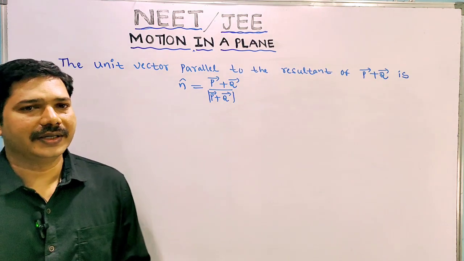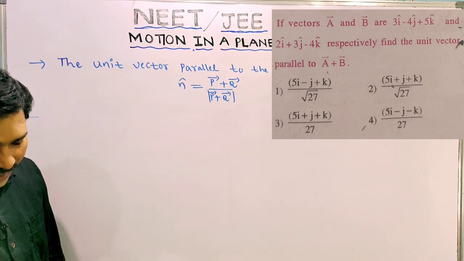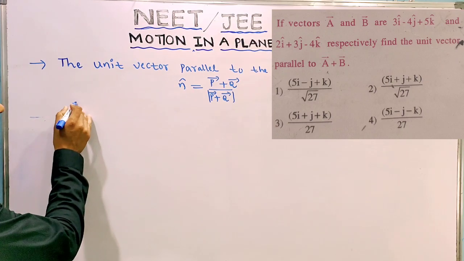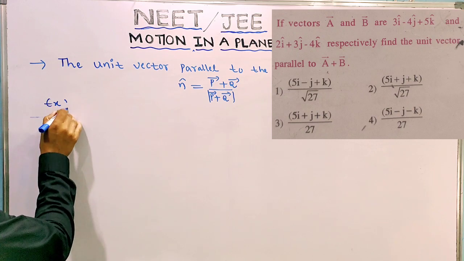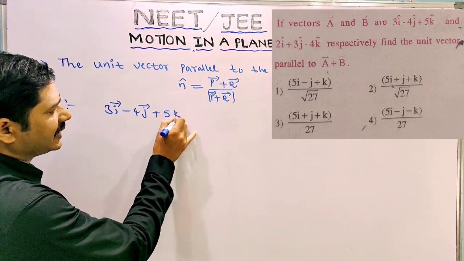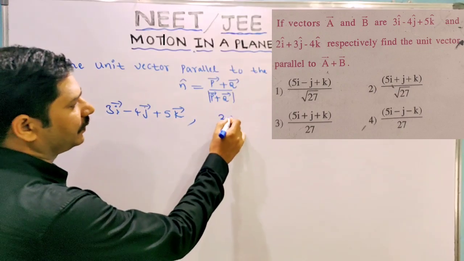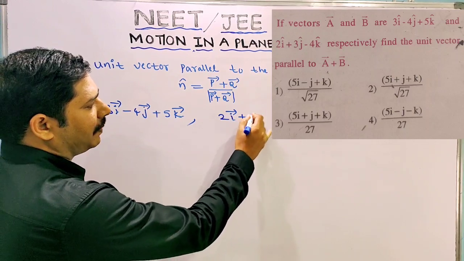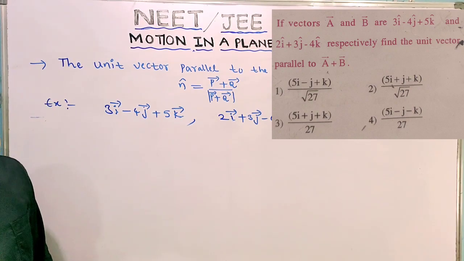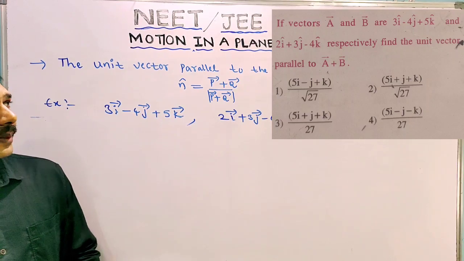Now we'll discuss one problem. Here on the display you can observe one question. Vectors A bar and B bar are given: A bar is 3i bar minus 4j bar plus 5k bar, and another vector B bar is 2i bar plus 3j bar minus 4k bar. What are they asking? Find the unit vector parallel to A bar plus B bar.